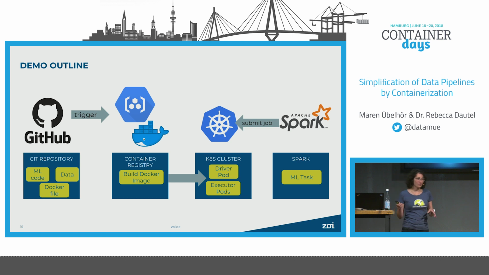And when I now want to run my machine learning algorithm, I just make a Spark submit, and then the job is submitted on the Kubernetes cluster, and the pods, the driver pod and executor pod for Spark, are built and use the Docker image I have created from the GitHub.